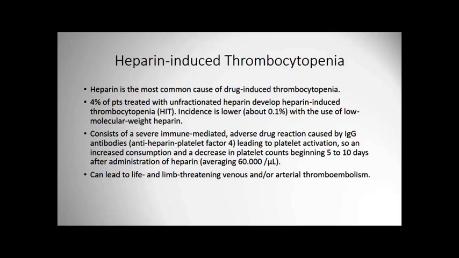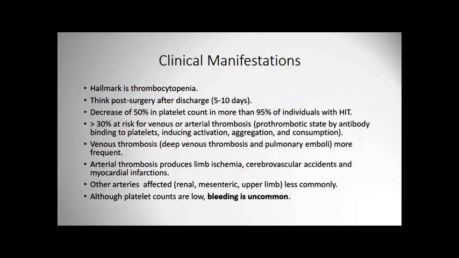It doesn't produce bleeding, but it can lead to life and limb-threatening venous or arterial thromboembolism. That is the real problem with heparin-induced thrombocytopenia. They don't bleed too frequently, but they can have thrombosis in the legs, in the arms, in the brain, in the heart, veins, or arteries. That is the real problem with HIT. So the hallmark of the condition is thrombocytopenia, but the manifestations are not bleeding. Remember, bleeding is uncommon. The risk is thrombosis in different arteries or veins.